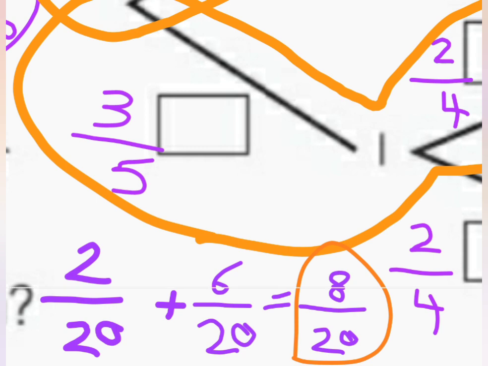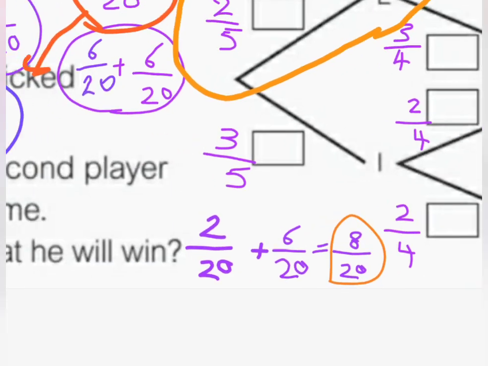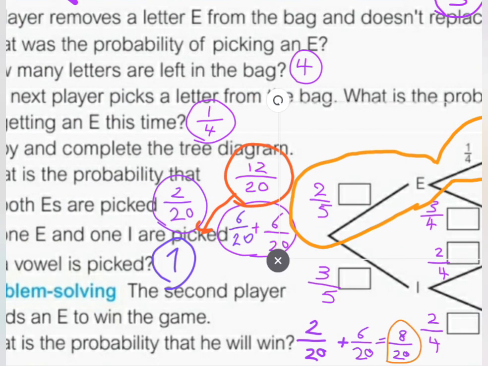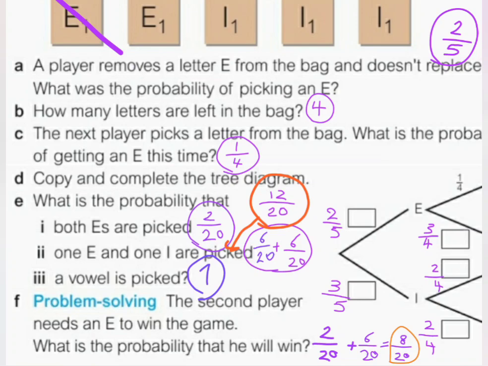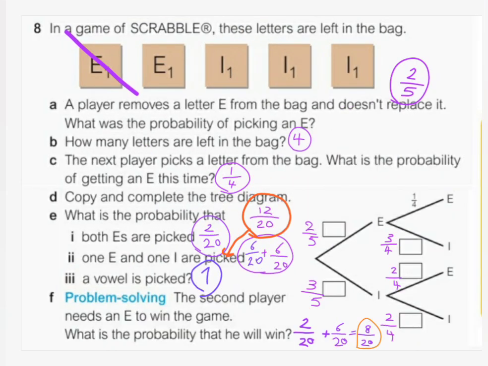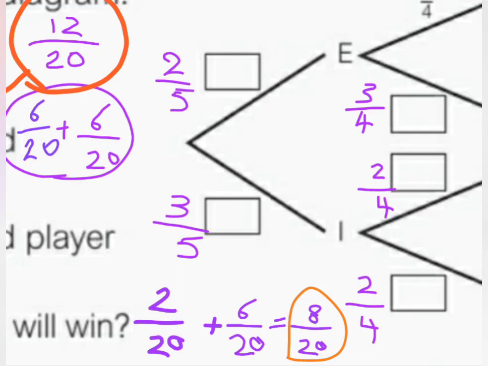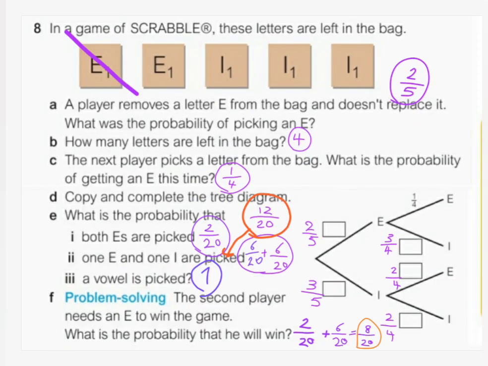This is the idea of this question. Now, as the question said, what is the probability of picking a second E? That's the idea of the question. So basically, to pick a second E, you have to pick a first E or a first I. And then after following the lines of the first E and the first I with a second E, both of them, and then finding their probabilities and adding them together, we got 8 over 20. And this is how you answer a question like this.